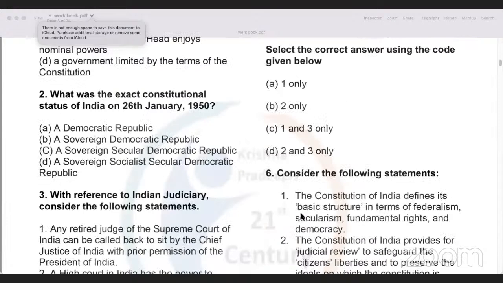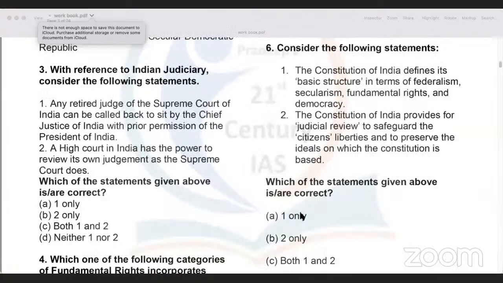Then the sixth question. Consider the following statements. The Constitution of India defines its basic structure in terms of federalism, secularism, fundamental rights, and the democracy. The second statement, the Constitution of India provides for the judicial review to safeguard the citizens' liberties and to preserve the ideas on which the Constitution is based.